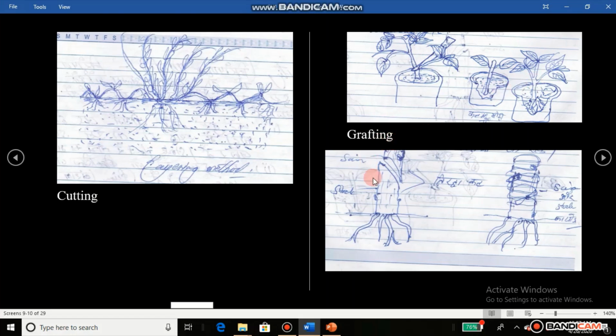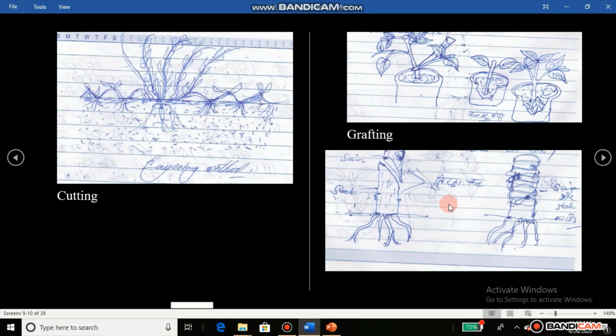Now, grafting. What is grafting? The grafting method means that you do it on a plant which will become a tree. You can also do it on any small plants, but mostly on plants which will become trees. So I made a picture here. Let's see why grafting is necessary.